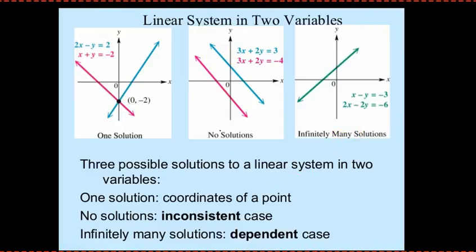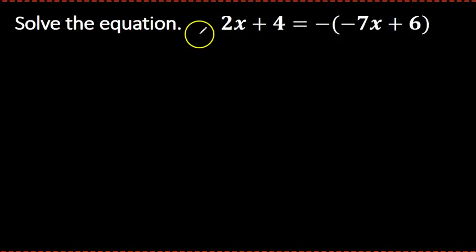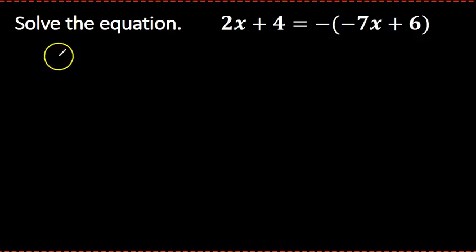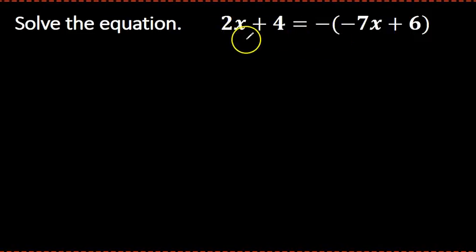All right, let's look at an example. Solve this equation, and then we're going to identify whether it has one solution, infinitely many solutions, or no solution. Try to solve it as you would normally solve any linear equation. Try to get the variable by itself, and then see what we have at the end.